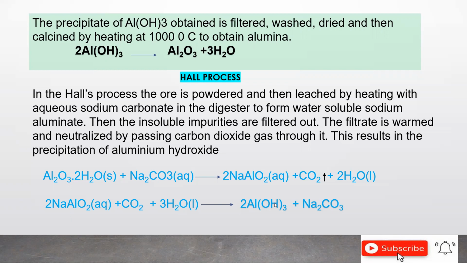Now, aluminum hydroxide is a precipitate. This precipitate is filtered, washed, dried and then calcined by heating at 1000 degrees Celsius. We will get alumina. This process is the same for both Baeyer's process and Hall's process. So we will get the end product of concentration of ore as alumina. Now we want to extract aluminium from alumina. For that, the next step is electrolytic reduction of alumina.